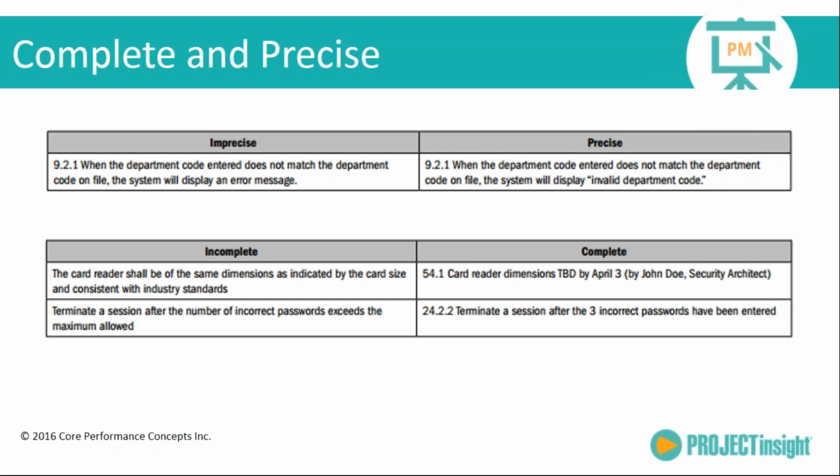Okay, that's fine. But the more precise requirement would be: when the department code entered does not match the department code on file, the system will display "invalid department code." So it's being much more specific, very, very clear with regard to what you want. So, the attribute of being precise.